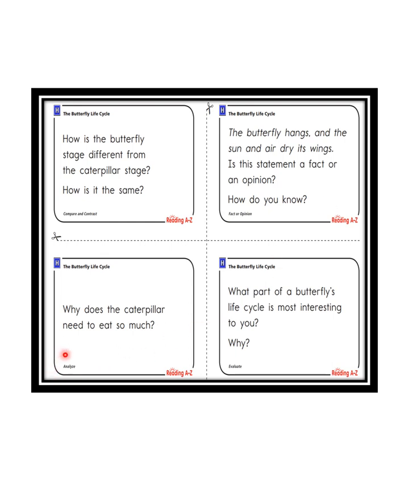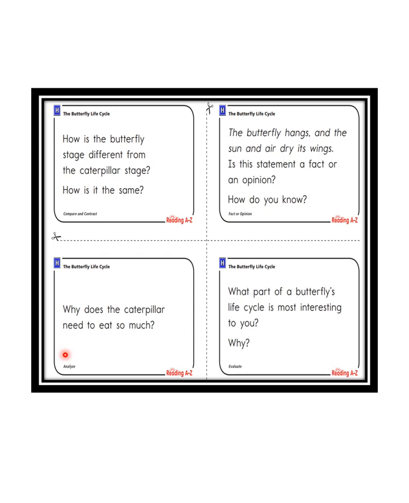Let's look at the next question. Why does the caterpillar need to eat so much? Well, this question is called an inferencing question, and the answer is not in the book. You have to use what you know and what the text tells you to figure out the answer. So, why does the caterpillar need to eat so much?